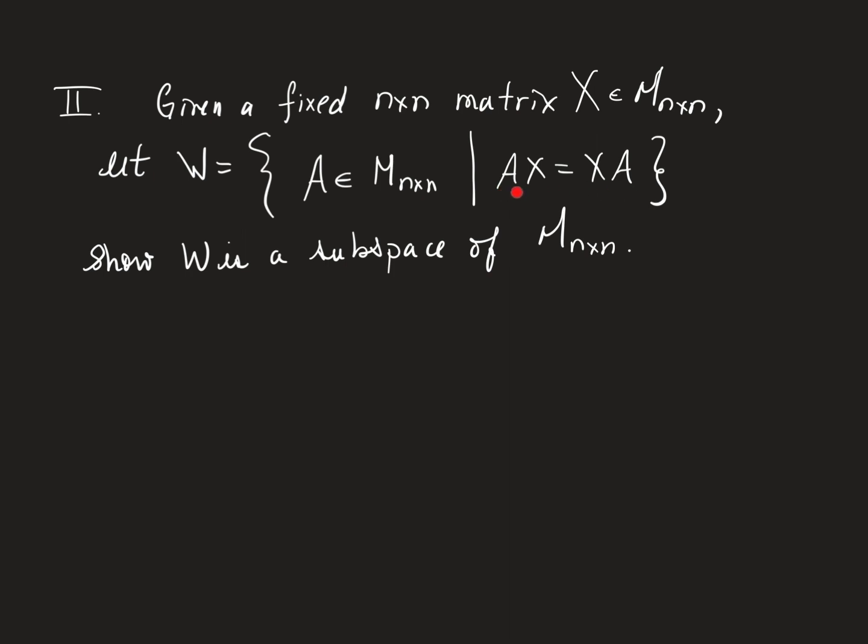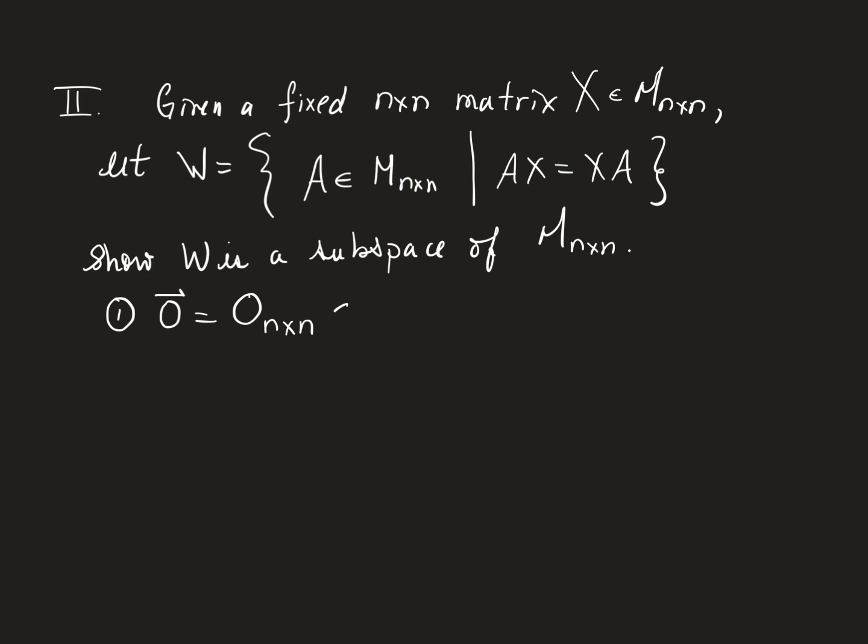So when you multiply A times X, you get X times A. And I want to show that this is a subspace of the vector space of n by n matrices. So the first thing I need to do is show that it contains the 0 vector. And now the 0 vector in n by n is the 0 matrix. And we're going to write the 0 matrix like this.